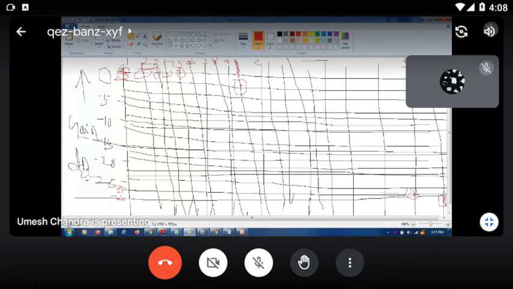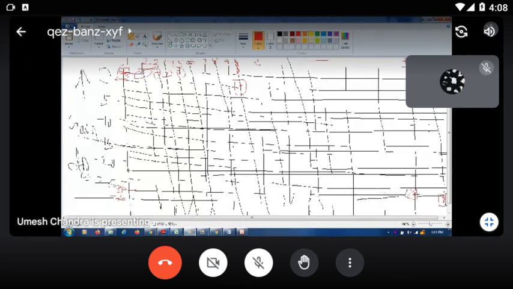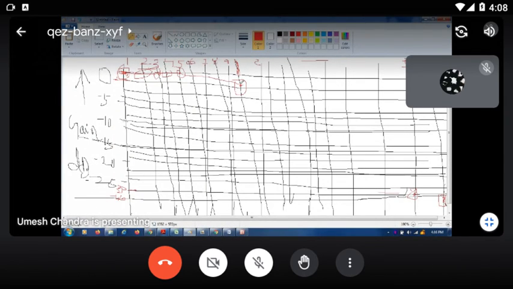And your graph is like this: constant, in a straight line, then decrease, and decrease, and decrease like this. This is the low pass filter graph. You plot the low pass filter graph on similar paper. Okay, this is the low pass filter graph.